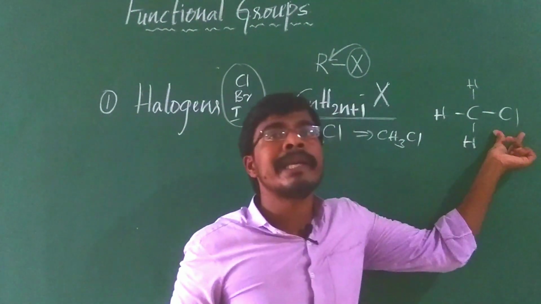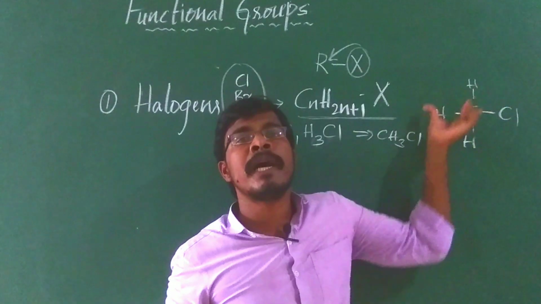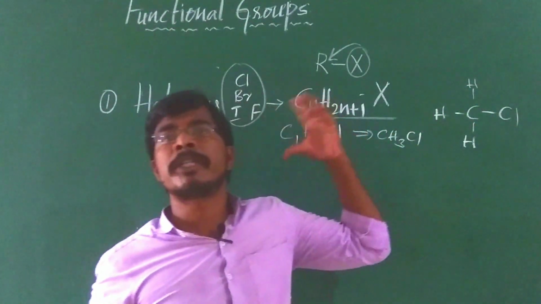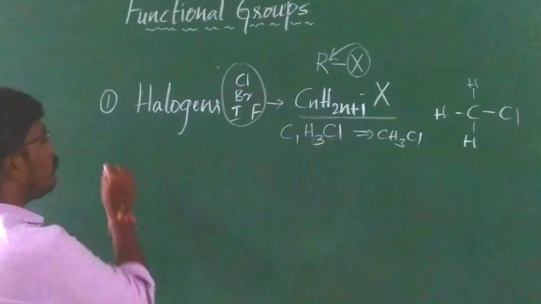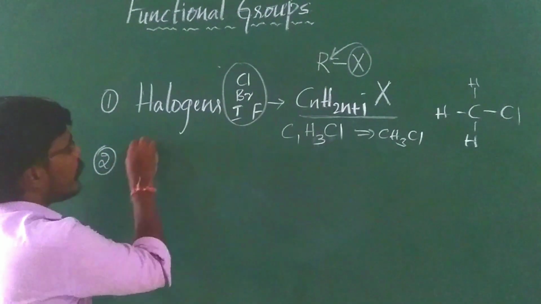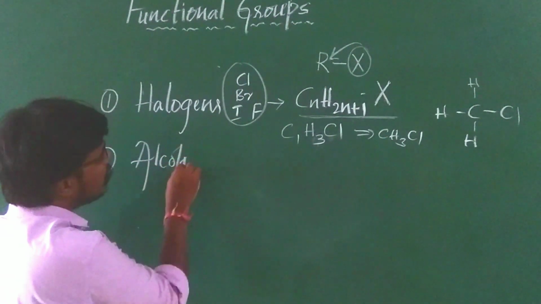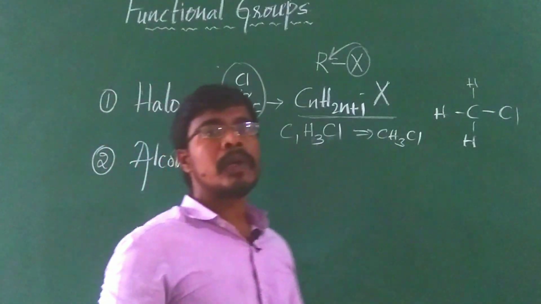So this chlorine is going to decide the function of the hydrocarbon. This is the first functional group. Then when we come to the second one, I am taking alcohol. The second functional group is alcohol.